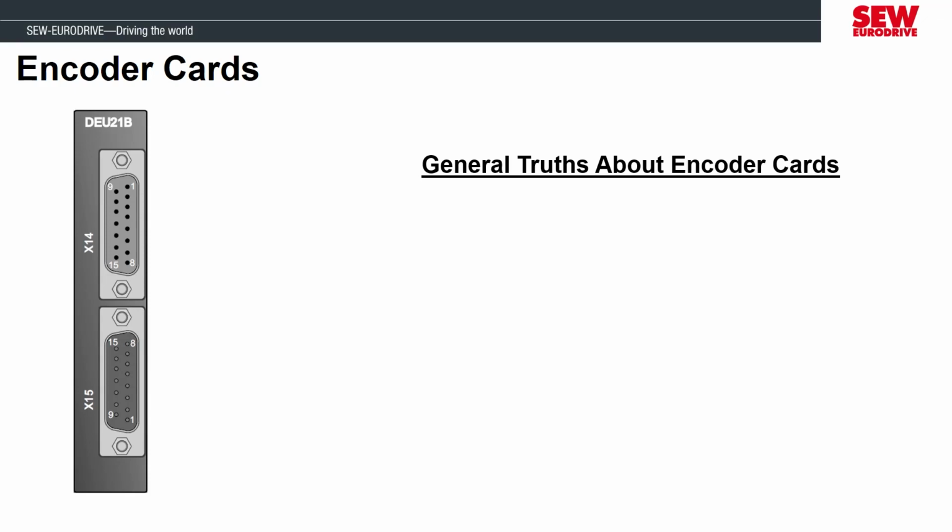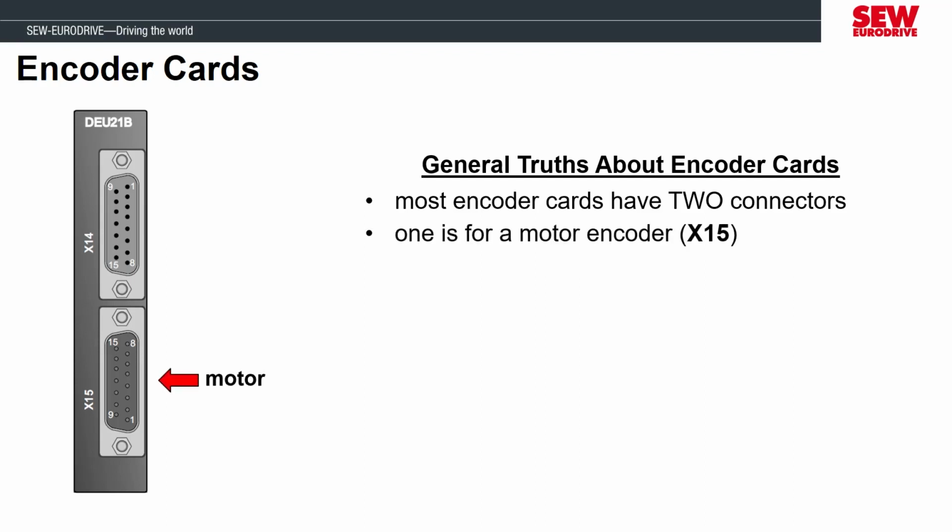Here are the option cards that we offer, and I want to give you some general truths about them to make them easier to understand. The majority of our encoder cards will have two connectors on them. The bottom connector, labeled X15, is always the motor encoder. This is standard across any of our inverters that support encoder feedback. It can only be used for the encoder that's directly on the back of the motor shaft. X15 can be used for speed control and for positioning at the same time.